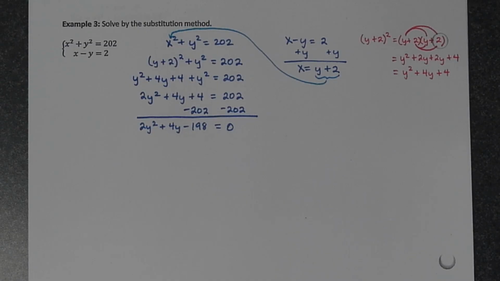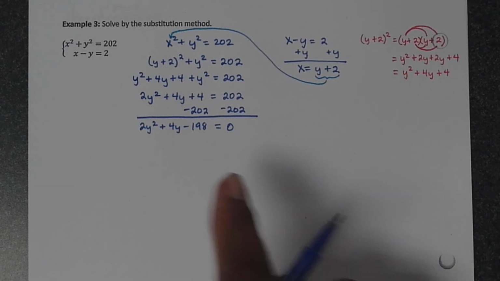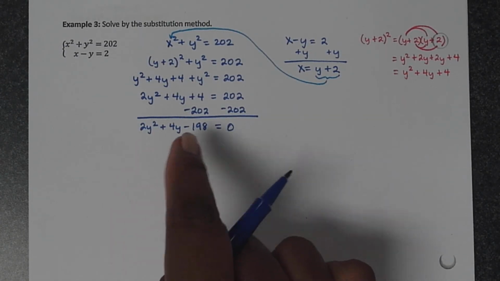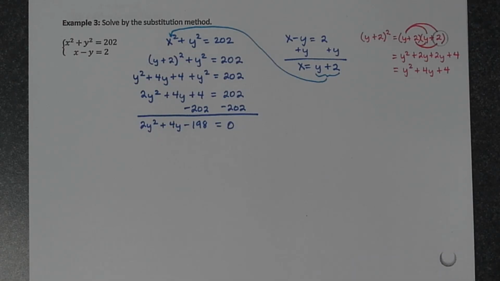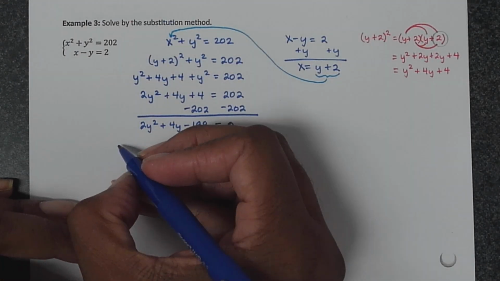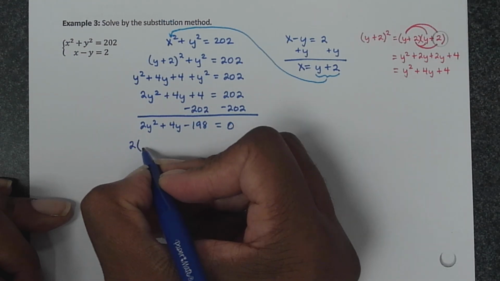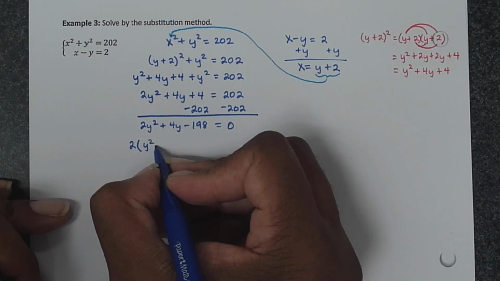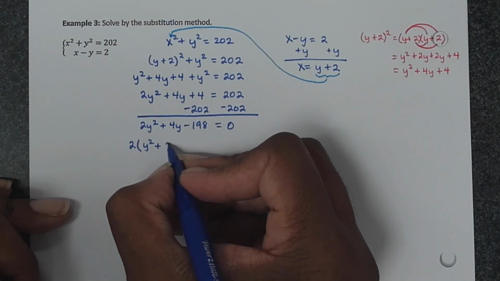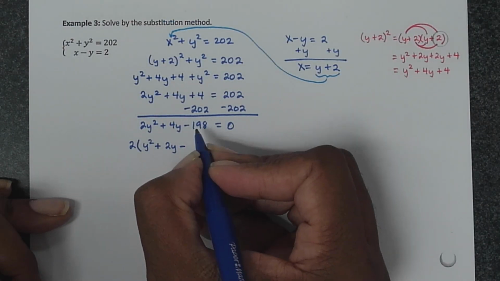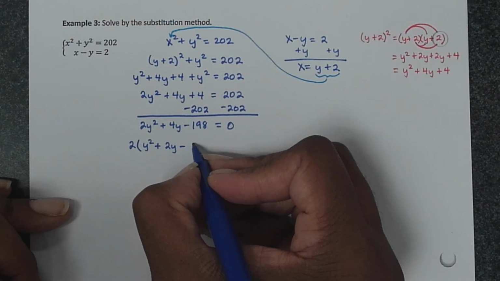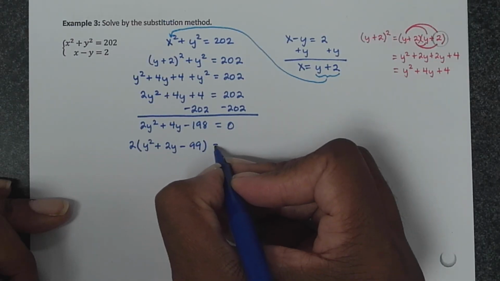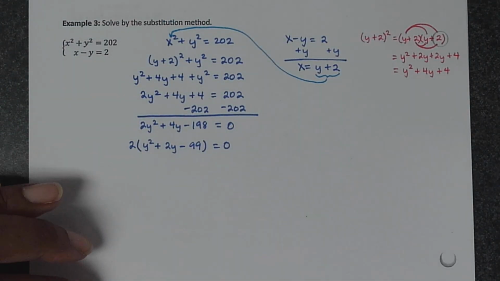Now let's see if we can factor this out completely, because notice I do have a common factor in 2y squared, 4y, and negative 198, and that's going to be 2. So if I factor out the 2, this means 2y squared divided by 2 will be y squared, plus 4y divided by 2, that would be 2y, minus 198 divided by 2, that would be 99, and that's equal to 0.